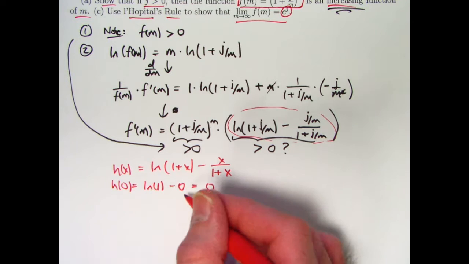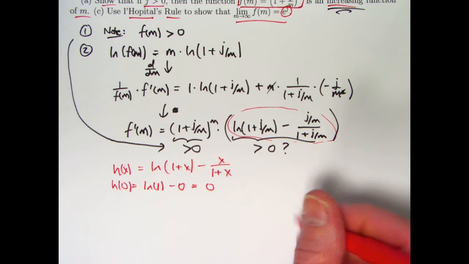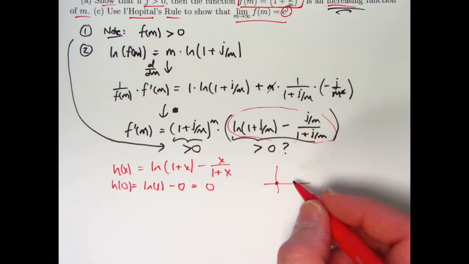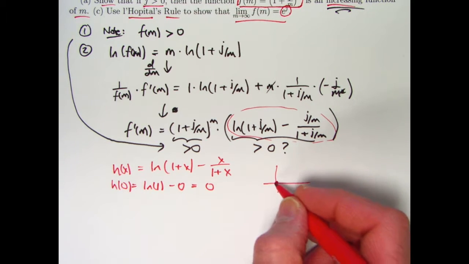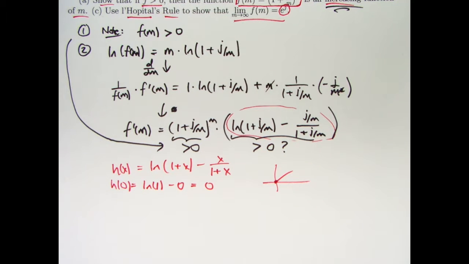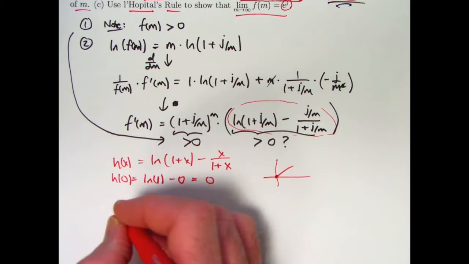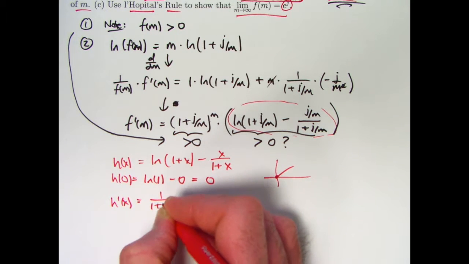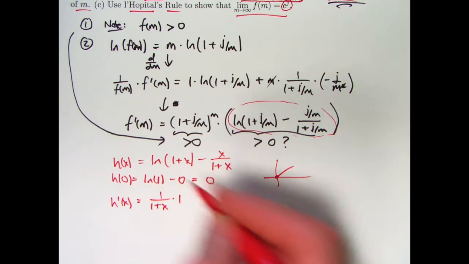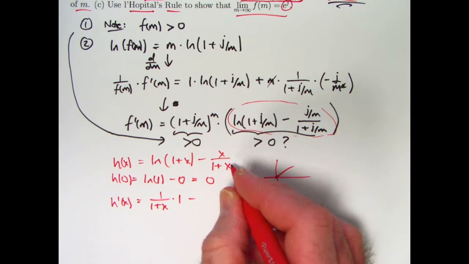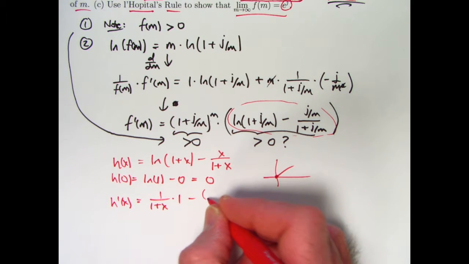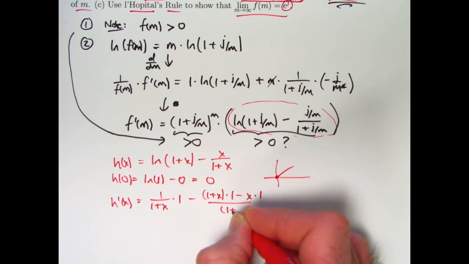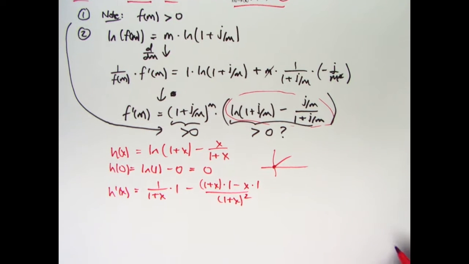Do you understand that? Since h of 0 is 0, if you were going to graph this function of x, its graph goes through the origin. If I can show its derivative is positive for all positive x, that will mean this function's increasing, so it's got to be positive when x is positive. So we take another derivative here, lots of calculus. There we took the derivative of natural log of 1 plus x. Then with this one, I guess we'll use the quotient rule. Low d high minus high d low over the square of what's below. That's how I remember the quotient rule.